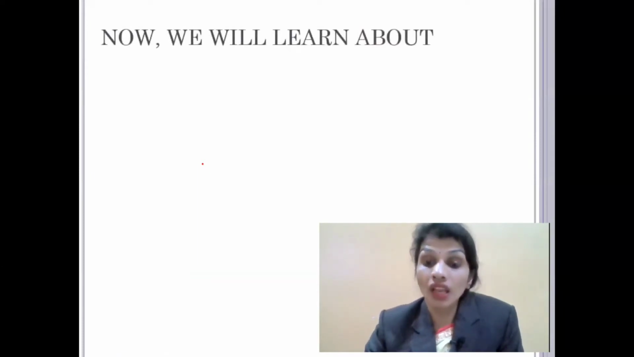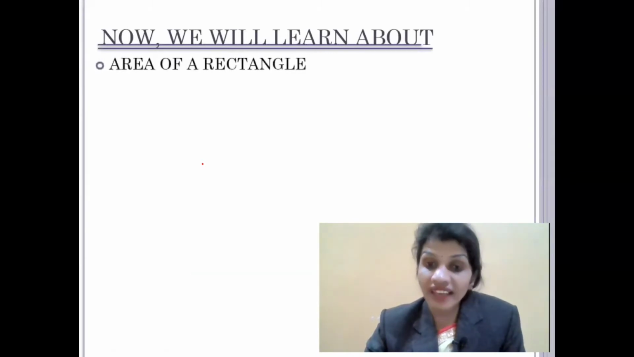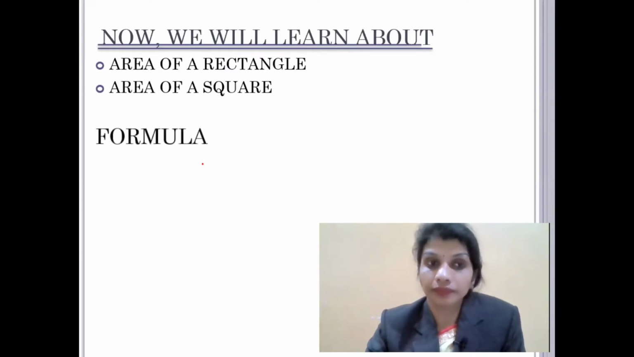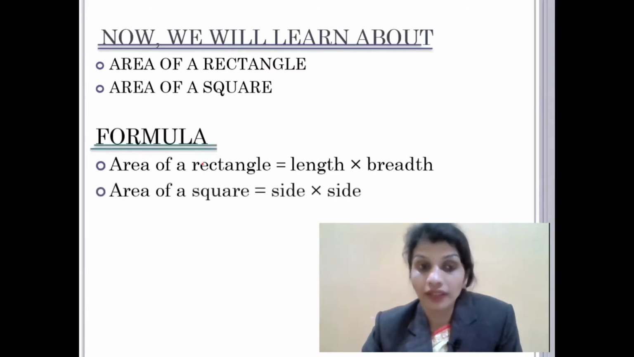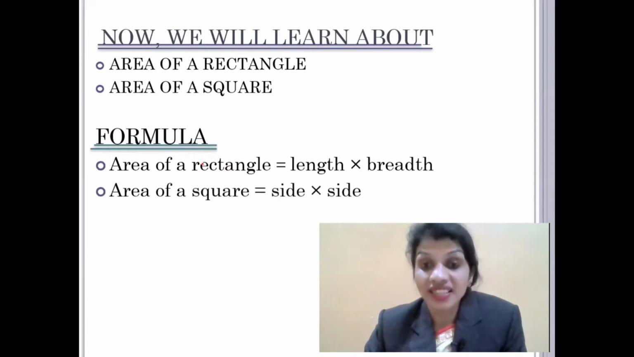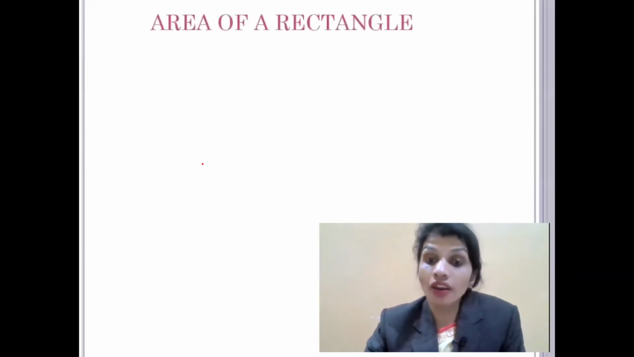Now, we will learn about the area of a rectangle and the area of a square, formula. The formula for the area of a rectangle is length into breadth, and the area of a square is side into side. Now, let us see how. Area of rectangle.